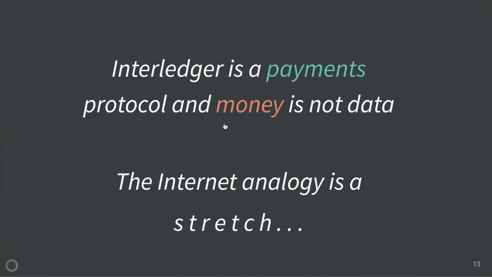The conclusion on this whole thing is that, for me, Interledger is a payments protocol. Money's not data. It's got to be treated differently. It's regulated differently. And the more we go down this road, the more we're realizing that. And I think the internet analogy, while it was useful to inspire us and get us to where we are, is a bit of a stretch. While it can continue to be helpful, and it's probably still a useful thing to reference, I feel like a lot of the way we think about solving problems is still driven too much by this idea that we should solve it the way the internet solves it. And I think that is to our detriment.